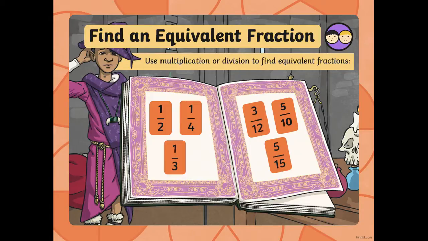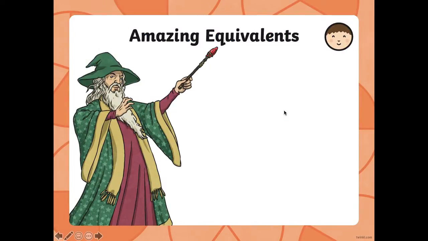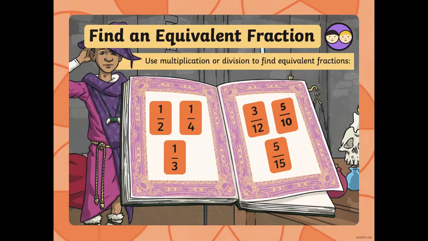Okay. So, what about this one here? Hopefully, with the half, you realise that if I times that by 5 and this by 5, it makes 5 over 10. Okay. 1/2 and 5 over 10. Now, what about the next one? Hopefully you realise if I times this by 3 and this by 3, you get 3 over 12. And then for this one, hopefully you realised that if I times this by 5 and this by 5, I get 5 over 15. And they're the equivalent fractions.